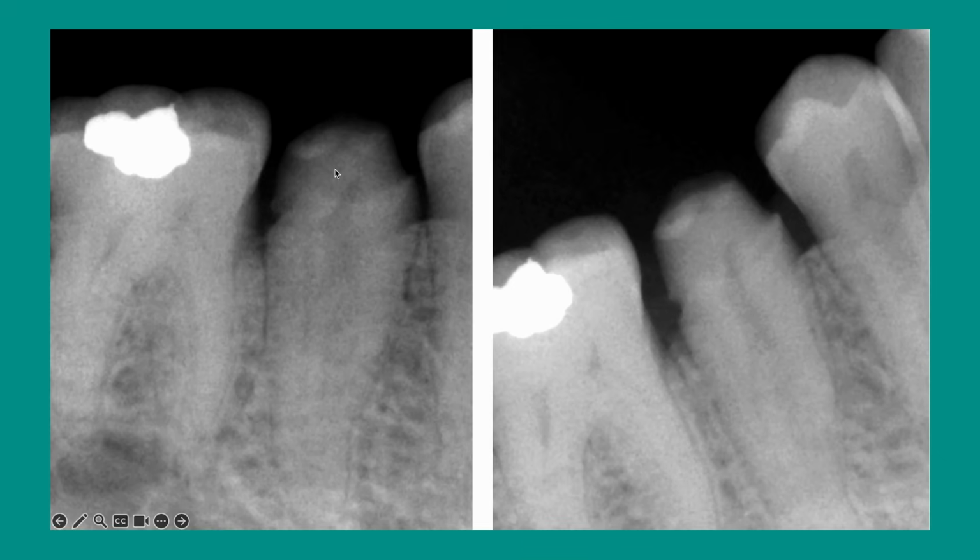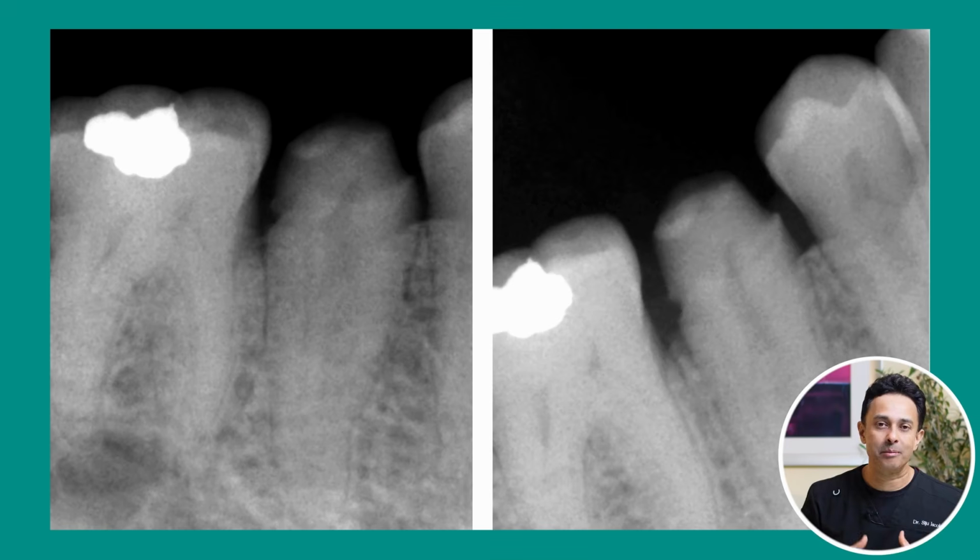This is a case where the patient came with acute pain. The tooth was very badly inflamed. The clinician had prepped this tooth for a crown and then sent the patient home with a temporary crown. A couple of days later, there was acute irreversible pulpitis, and the patient was referred to me for endodontic therapy.